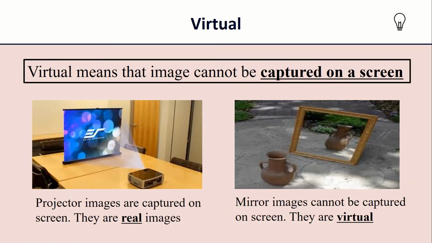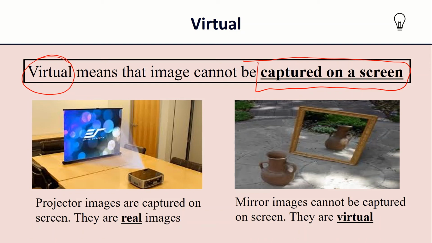Okay, so this idea called virtual. Another characteristic of images formed in mirrors is called virtual. Virtual means not real. If you just look at the word virtual itself, in English it means it's not real. What do we mean by not real? It means that the image cannot be captured on a screen. Now this word screen can mean any surface, like a piece of paper.